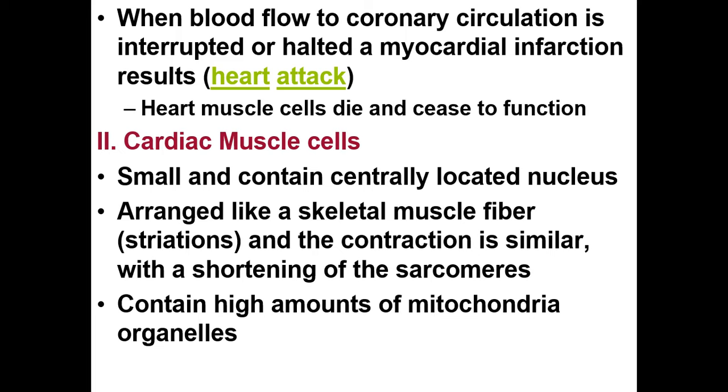We're getting into the actual cellular level. We're going to start talking about the cardiac muscle cells, how they differ from skeletal muscle cells, and possibly how they differ a little bit from smooth muscle cells. Cardiac muscle cells are actually relatively small. Skeletal muscle cells are extremely long, multinucleated, with many mitochondria. Cardiac muscle cells, on the other hand, are small and contain one centrally located nucleus. So an immediate difference is that skeletal muscle is multinucleated, and cardiac muscle cells have a centrally located nucleus, meaning the nucleus in the middle.